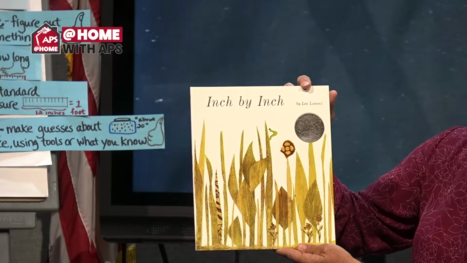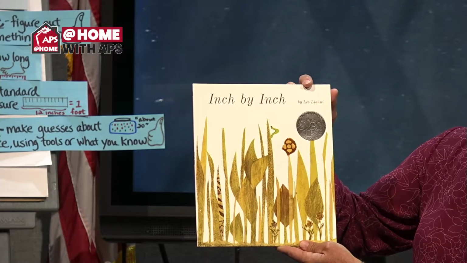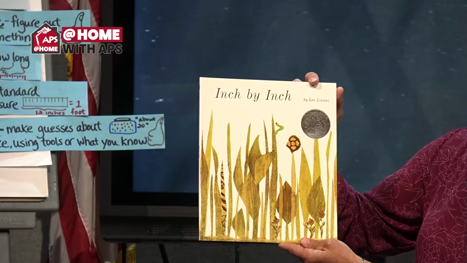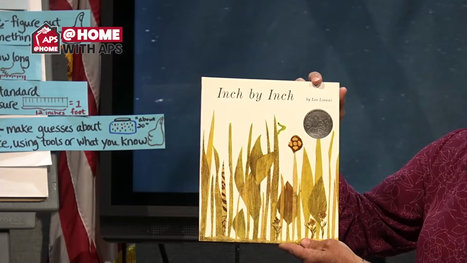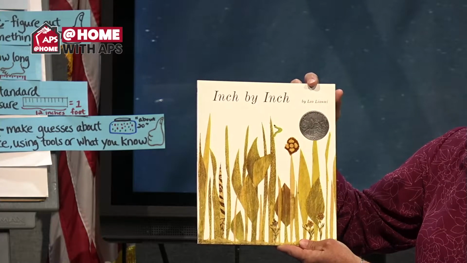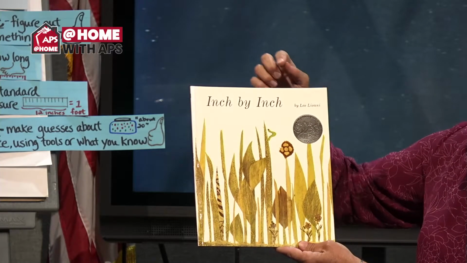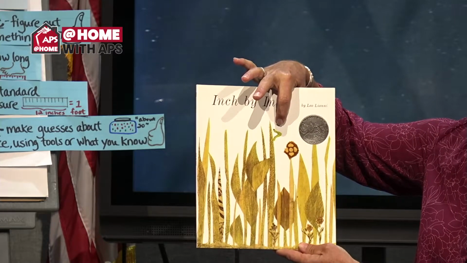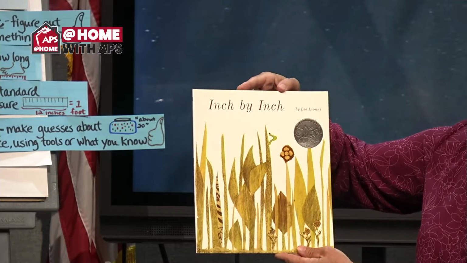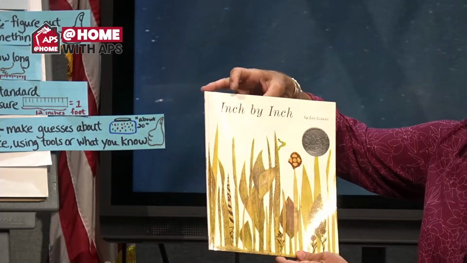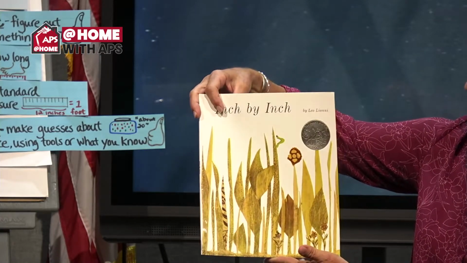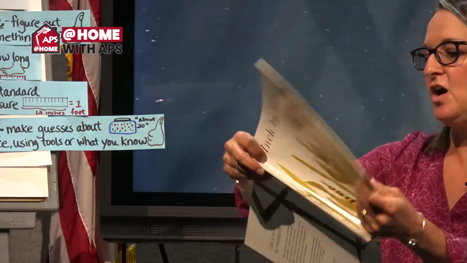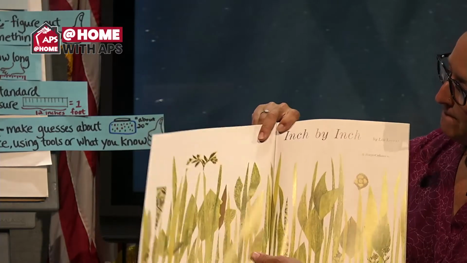What else do we notice on the cover of the book? Do you see any characters that might be in the book? I see lots of leaves and plants, but hiding on one of those plants is a little tiny worm. He's an inchworm, and he is going to be the main character of our story. So let's read Inch by Inch by Leo Leone. And this is a HarperCollins book.